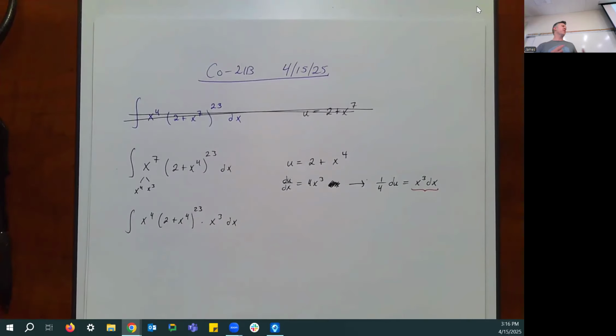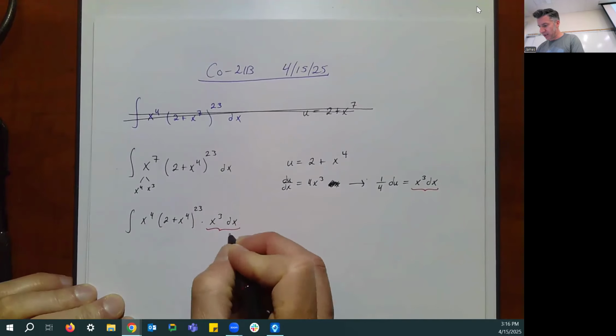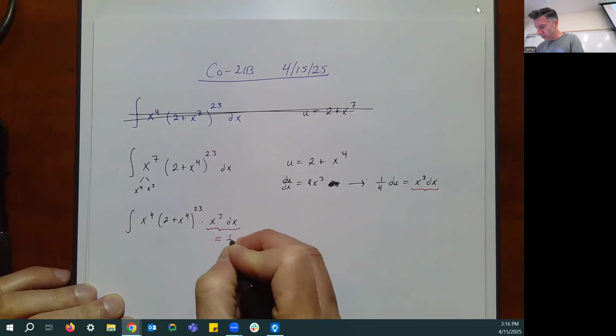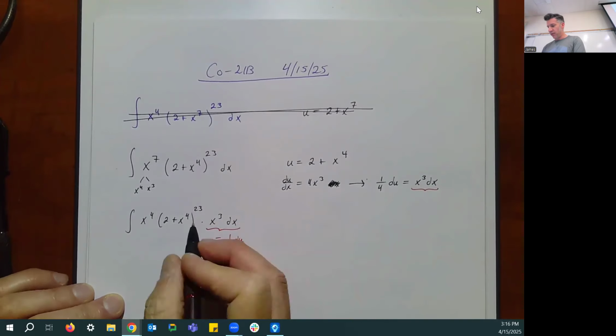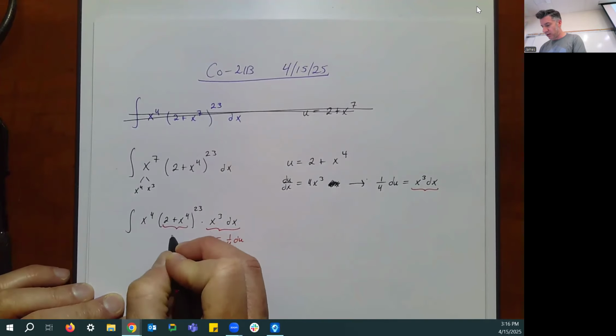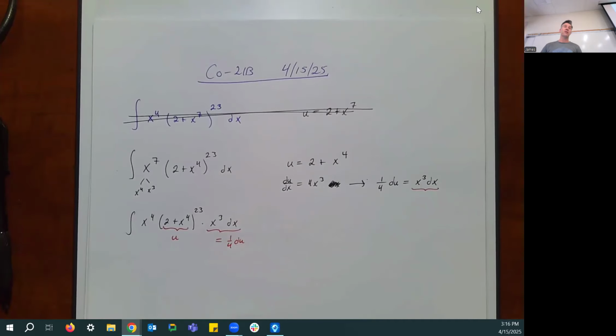U substitution is the change of variables. We're changing all of our x's into u. Specifically, the differential dx has to turn into something with a du. So that x cubed times dx is going to equal our 1/4 times du. The thing we chose for u is obviously going to be u, but then there's some leftover x's. There's an x to the 4th left over. This is the part that's the back substitution.